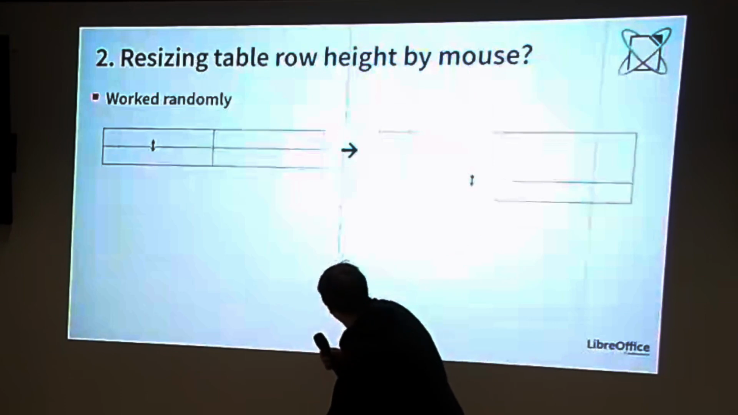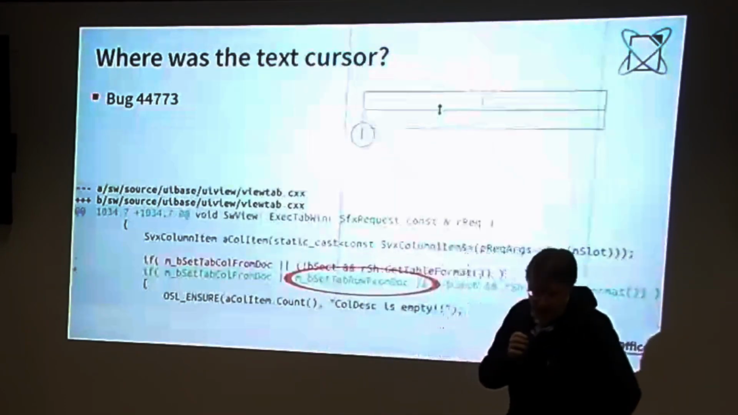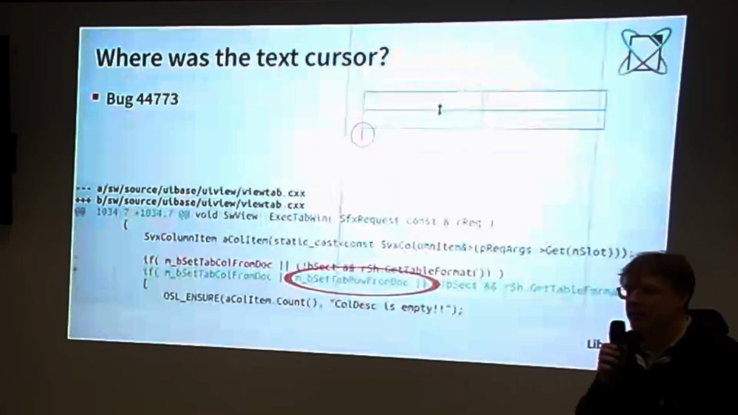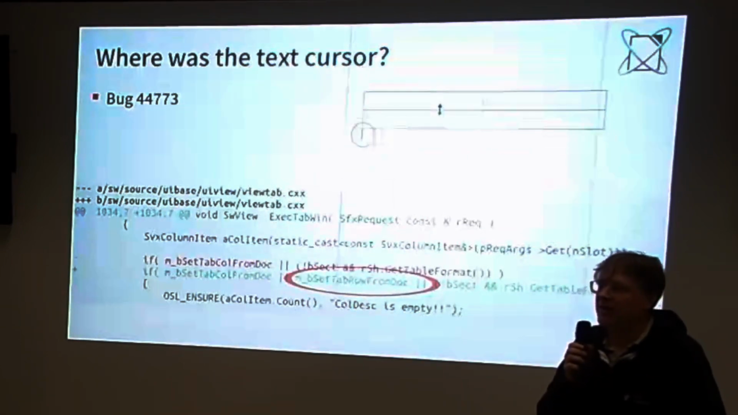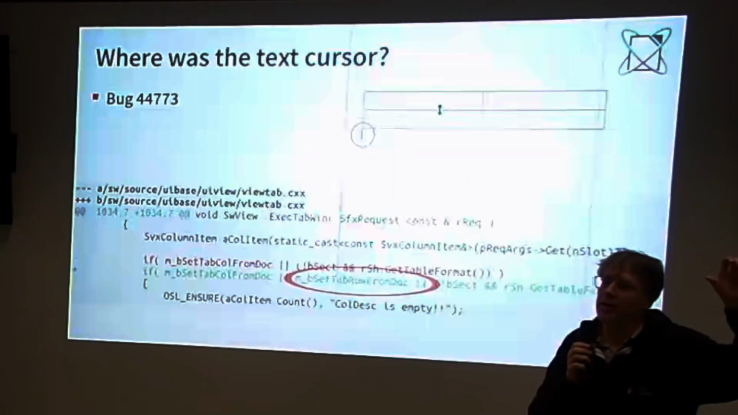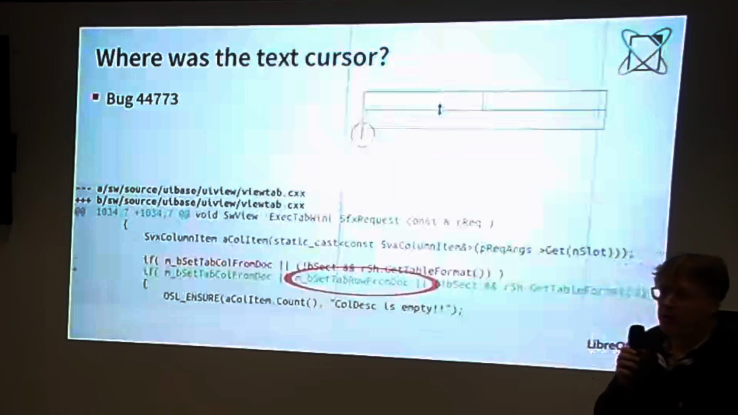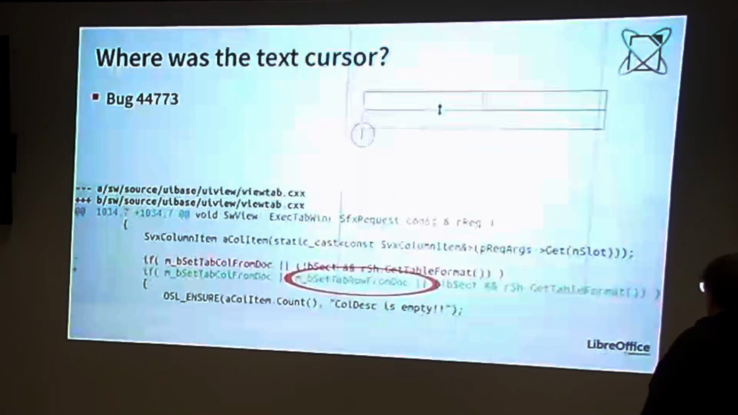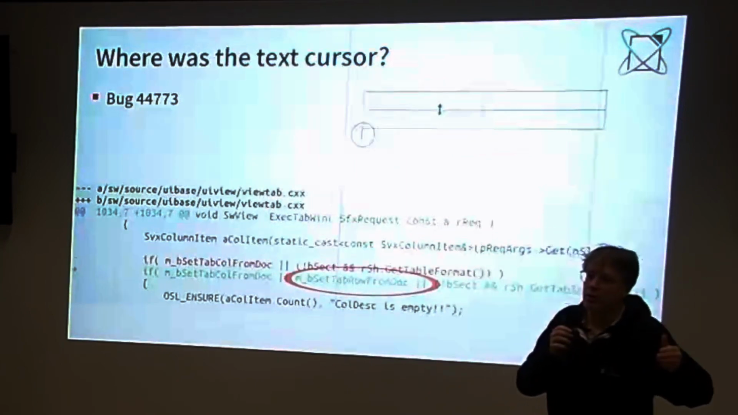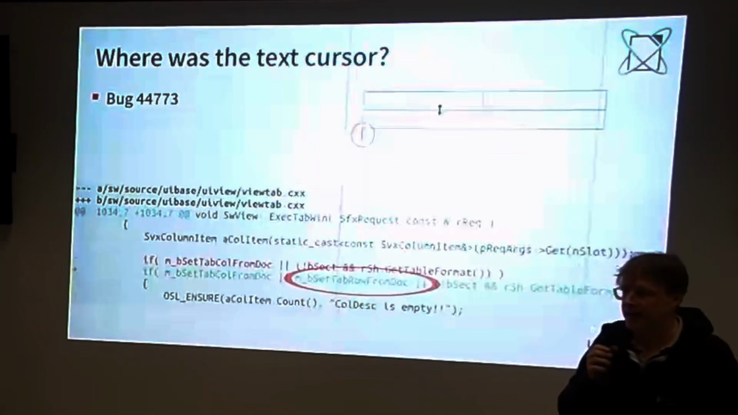But the other interesting thing is that the related code to solve this problem was very, very, very old, and it was like a workaround, because it was based on the ruler code. So originally, maybe the first versions of StarOffice used the ruler to resize the table rows and columns.